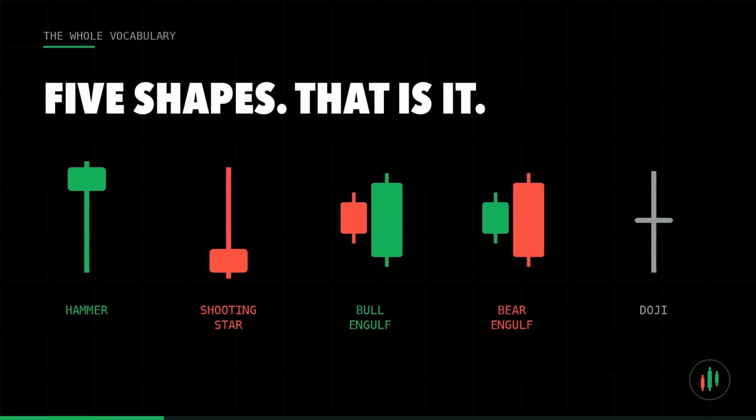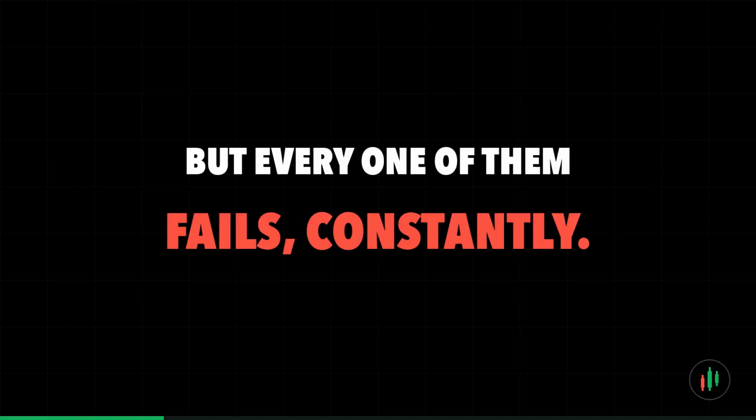5 shapes. Hammer, shooting star, bullish engulfing, bearish engulfing, doji. That is genuinely the whole vocabulary. And if you stopped here, you would still be ahead of most people staring at a chart. But you would also lose money, because here is the thing nobody says out loud. Every single one of these patterns fails, constantly.